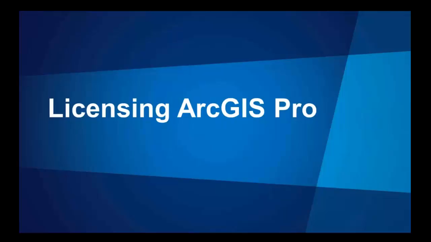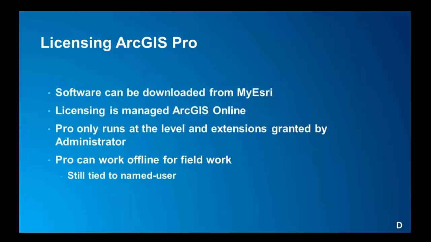So as I mentioned earlier, ArcGIS Pro is tethered to ArcGIS Online. You use ArcGIS Online to specify which named users have access to ArcGIS Pro. Just like in ArcGIS Desktop, in order to use ArcGIS Pro, the software first has to be available. So whether it's working with your site license administrator or you yourself are able to administer the software, it needs to be downloaded. That is, ArcGIS Pro needs to be downloaded from your MyEsri account and installed on school computers.